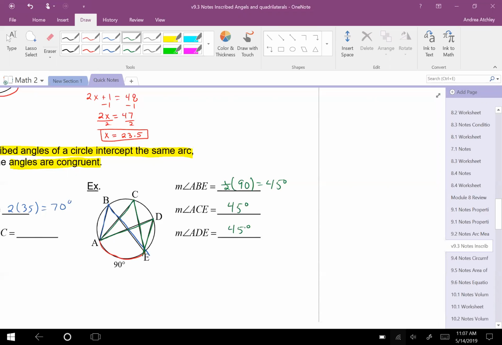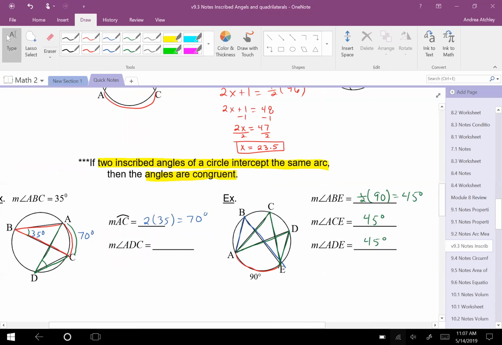Yes, since they all have the endpoints at A and E, that's the intercepted arc for all three of the angles. It's this exact theorem: two inscribed angles of a circle intercept the same arc. They're all three intercepting the same arc, so the angles are congruent. So all three angles will be equal to each other. Any questions over that?